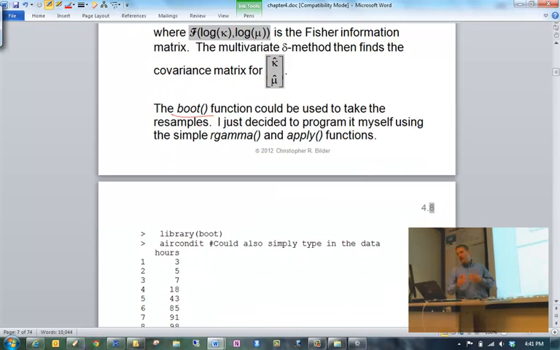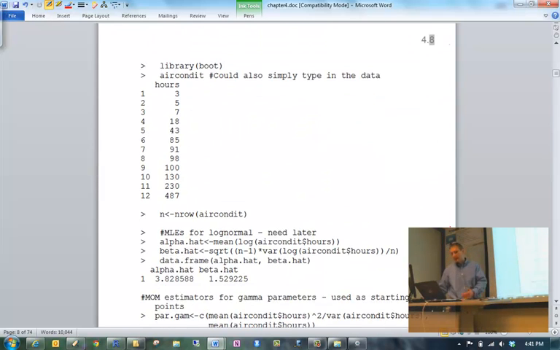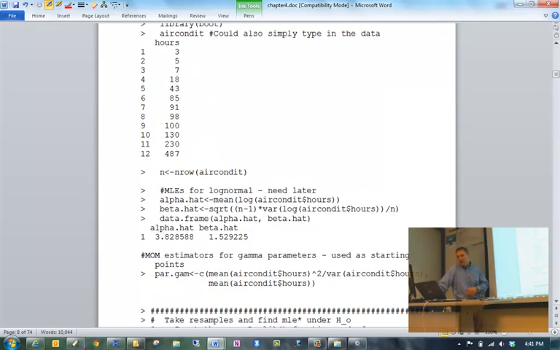So I could also use the boot function to take my resamples. Remember when I first did parametric bootstrap, I said it's often just easier to use the rgamma function to do the sampling, and then I will use the apply function to get my T stars out. Okay, so here's my data. We've seen it before. Sample size is 12.